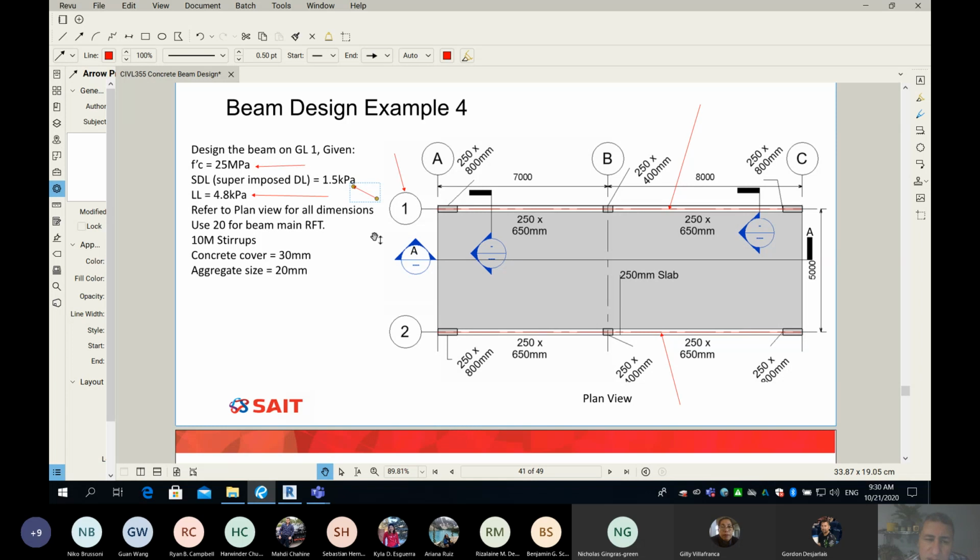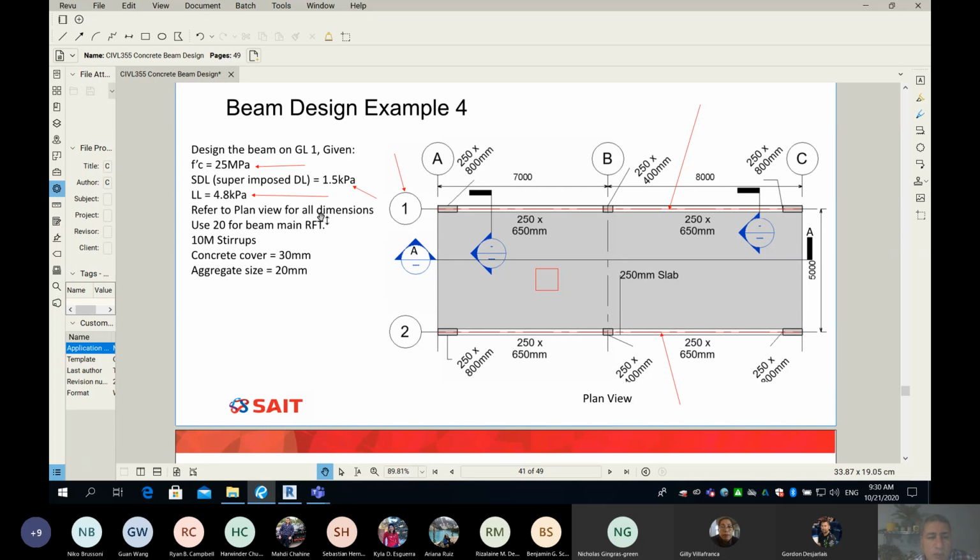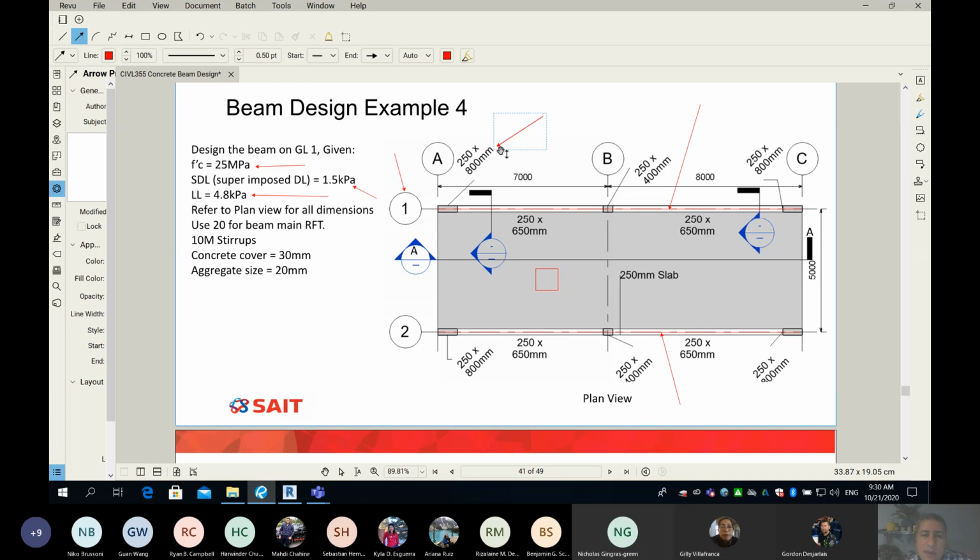I need to remind you that whenever I say kPa, it means kilonewton per meter square. It means every square meter. So I'm going to draw a box here. Every square meter on my floor will simply have this much, like 1.5 kilonewton of SDL, and then 4.8 kilonewton of live load. Now I said here, refer to plan view for all dimensions. So if you wonder what's my column dimension, here is my column dimension. If I wonder what is my beam dimension, here is my beam dimension. If I wonder what is my slab thickness, here is my slab thickness, and so on.